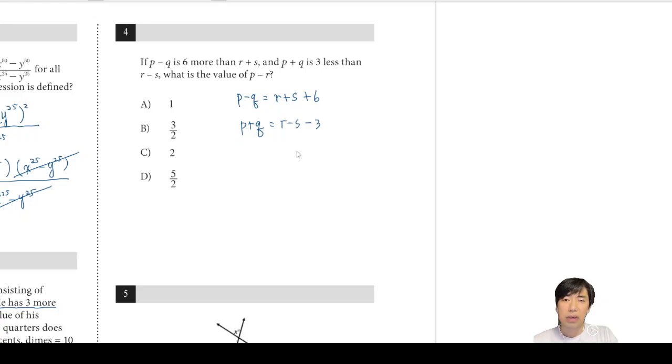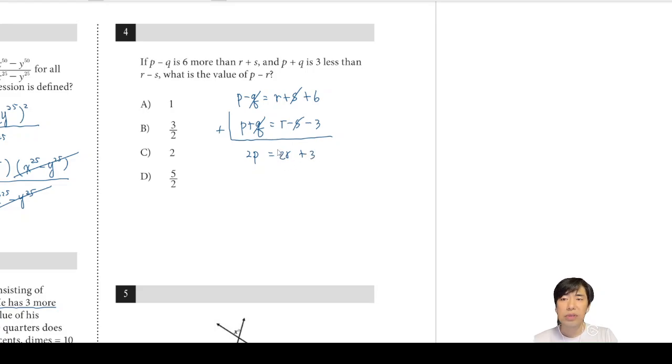All right, I think what I can do is directly add these two equations together. Then the minus q and plus q will disappear, and the plus s and minus s will disappear. That's why I'm adding these two. So p plus p is 2p, r plus r is 2r, and these are gone. If you add these two together, that's 3.